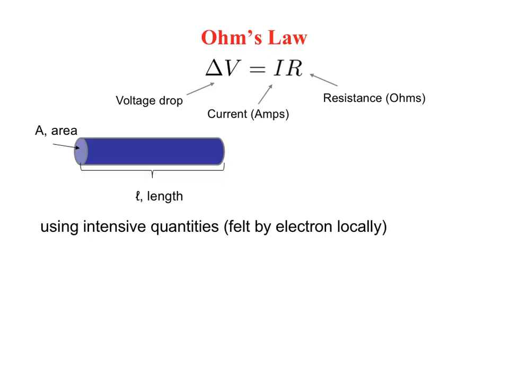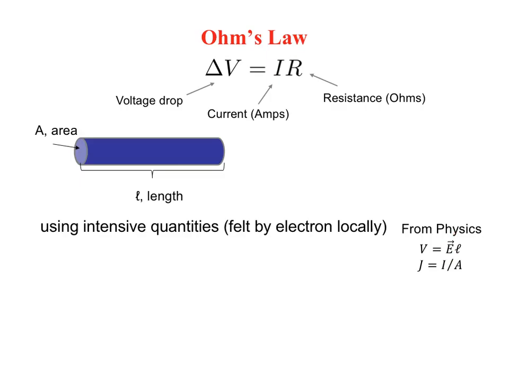Now in material science, we are interested in intensive quantities, which are the quantities felt by the material at any particular point, as opposed to extensive quantities, which depend on the size and shape of an object. The voltage, for example, is an extensive quantity. It's due to the difference in electric potential from one end of the sample to the other. Now from physics, we know that the voltage is equal to the electric field times the distance L across the sample. And so the electric field E is really the intensive quantity.